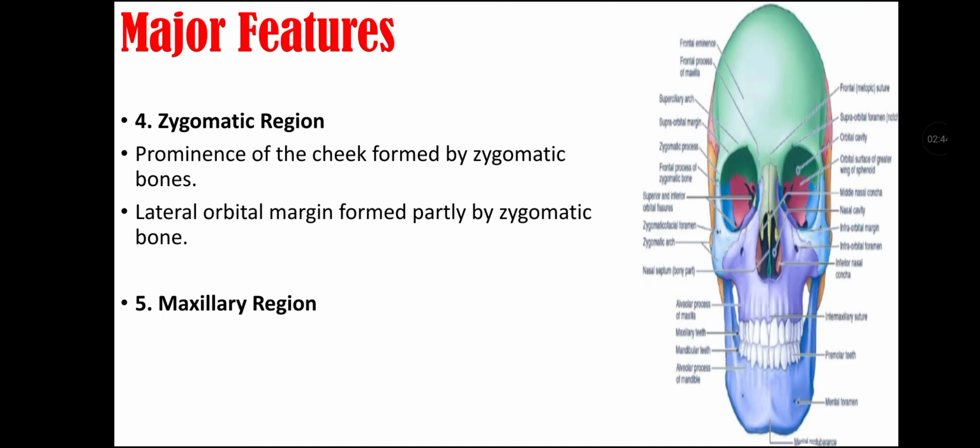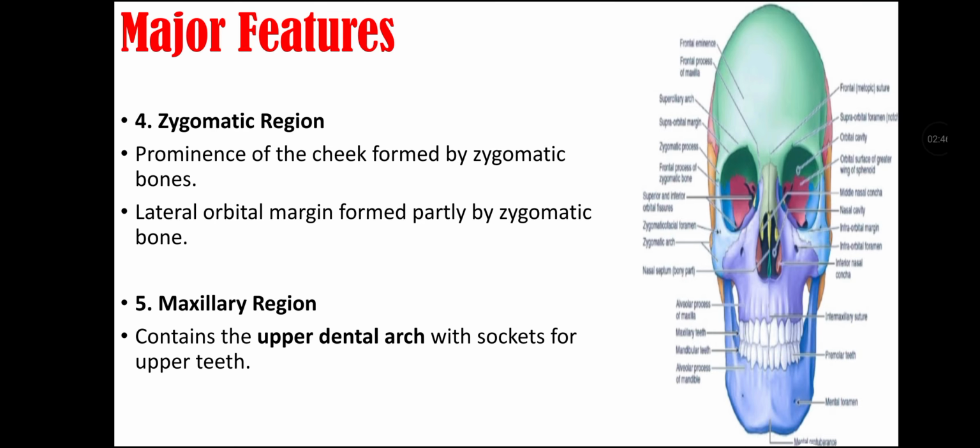Then the fifth region of norma frontalis is maxillary region. It contains the upper dental arch with sockets for upper teeth. It has the infraorbital foramen that can be seen below each orbit.